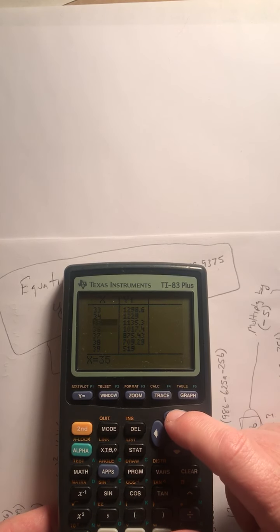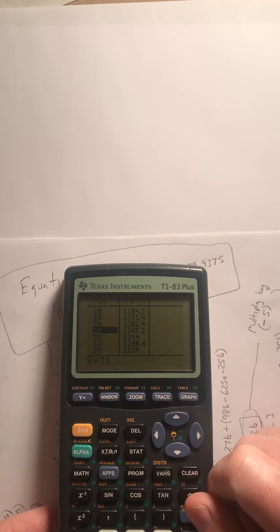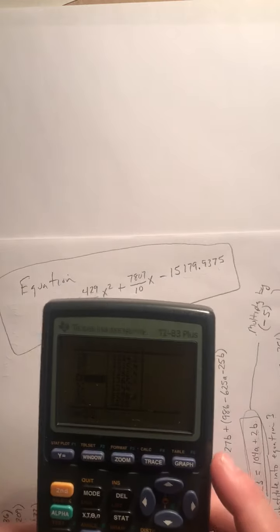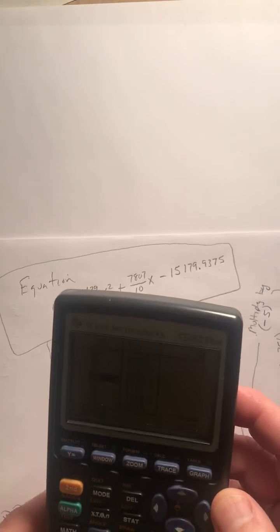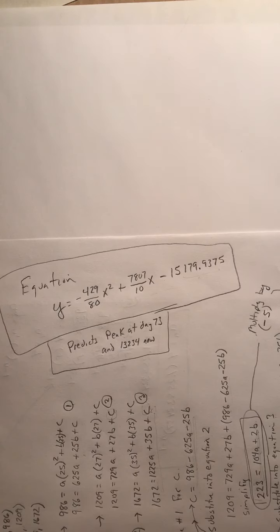If you look on this one, you can see the maximum was here, 1365. That occurred at day 31. I just used my graphing calculator for that. So that's it. That's how I did my equations in the project, both of them.